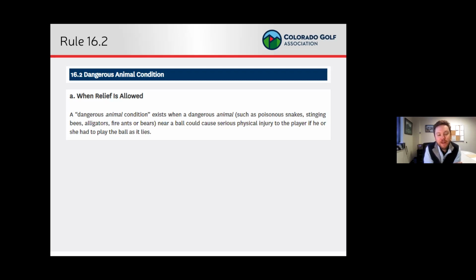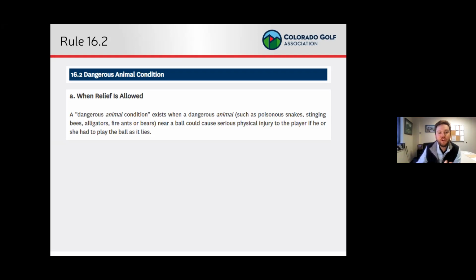Fire ants we don't see very much here. Bears, I think we've seen at the Broadmoor or Eisenhower down south in Colorado Springs. So that certainly exists if your ball's near a bear. These are examples. It says such as poisonous snakes. If a snake's not poisonous, it's still dangerous. I mean, if a non-poisonous snake bites you, that's a dangerous animal. Anyways, these are some examples that are most common on a golf course. Certainly alligators we see a decent amount in Florida or Louisiana. Fire ants are out there, then bears. And this could be anything else that's a dangerous animal. Maybe there's an agitated goose that's near her nest, right? That could be dangerous. It is dangerous.